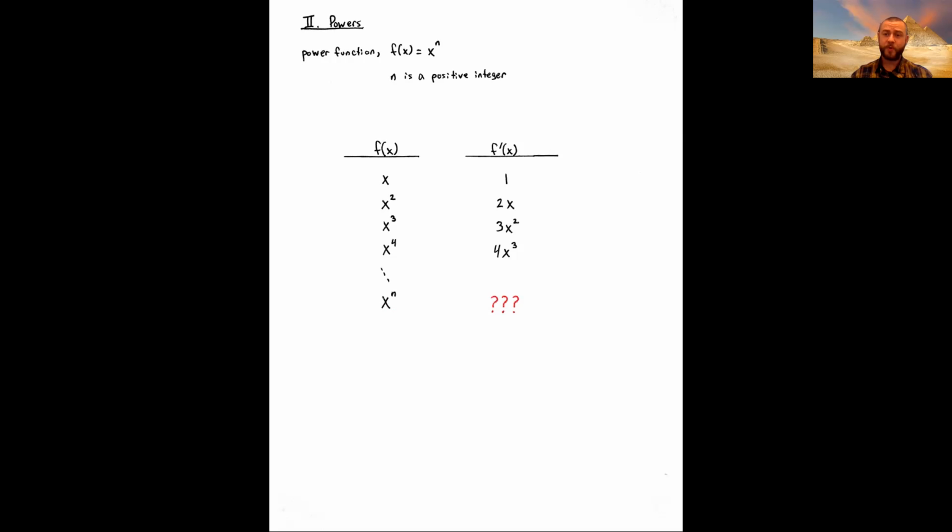Now, if you combine those two ideas, something about the original power coming down as a coefficient, and then something about the exponent being subtracted by 1, well, you might be able to generalize this. I'll pause one last time in case you want to write down a guess for the formula for what the derivative of x to the n is.